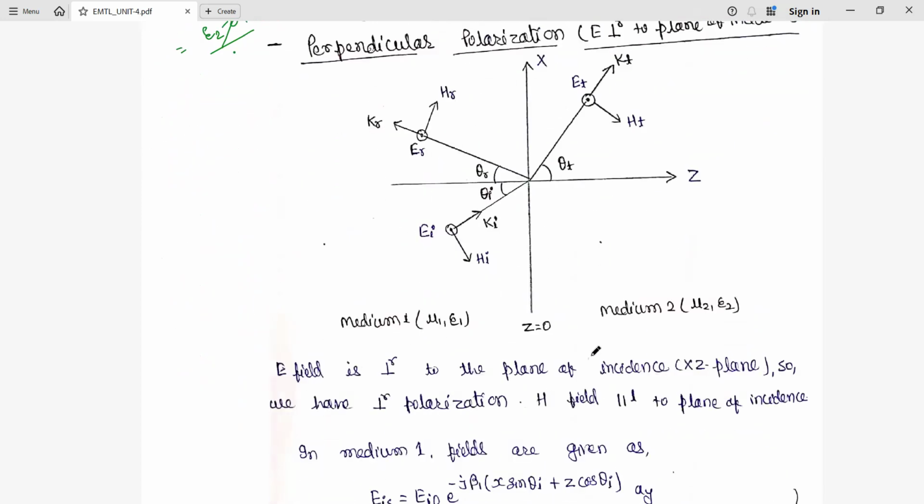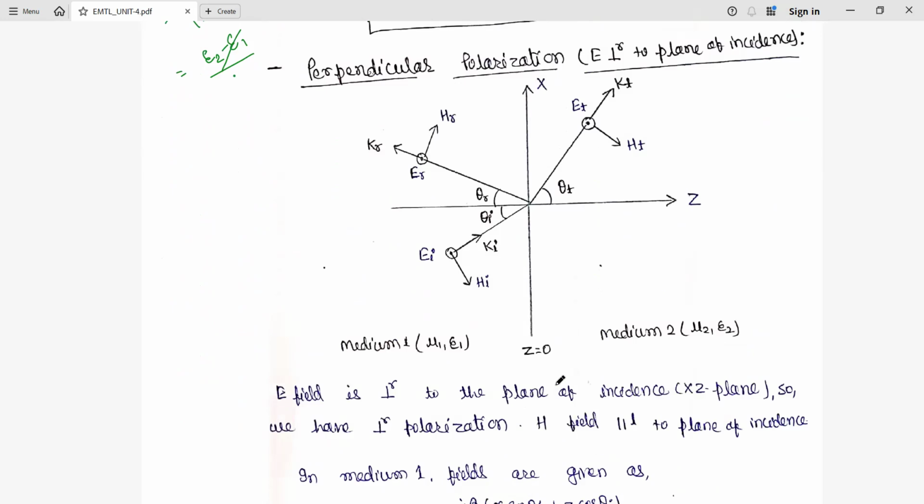Now we have another situation, that is perpendicular polarization. In case of perpendicular polarization, the electric field component will be perpendicular to the plane of incidence. In case of parallel polarization, it was parallel to the plane of incidence. In case of perpendicular, it is perpendicular to the plane of incidence. So the electric field is perpendicular, that means the magnetic field will be parallel to the plane of incidence.